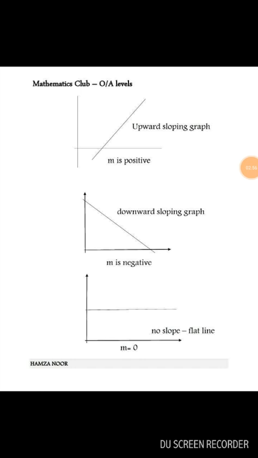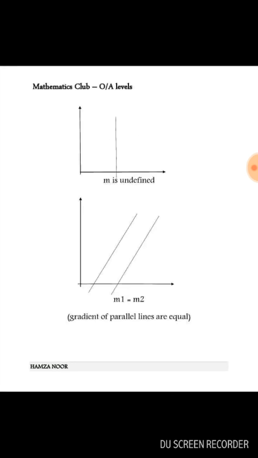Now, here we are going to learn about the different cases of the straight line. First, if a line is upward sloping, m is always positive, and if it is a downward sloping graph, then m is always negative. Then the third case is that if you have a flat line or a horizontal line, m is always equal to 0. The fourth case is that if the straight line is vertical, then m is undefined.